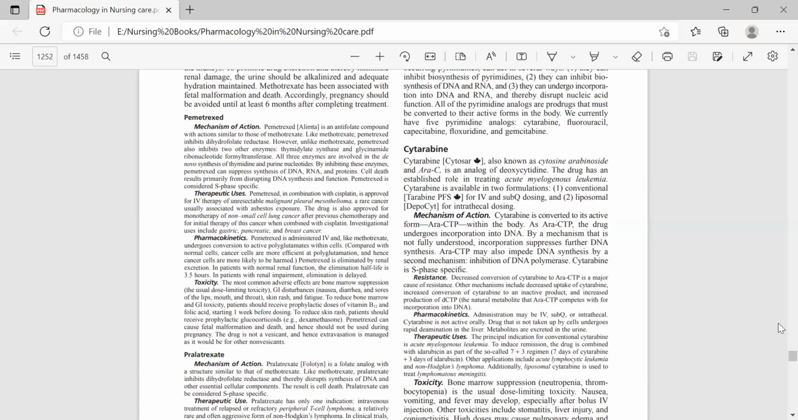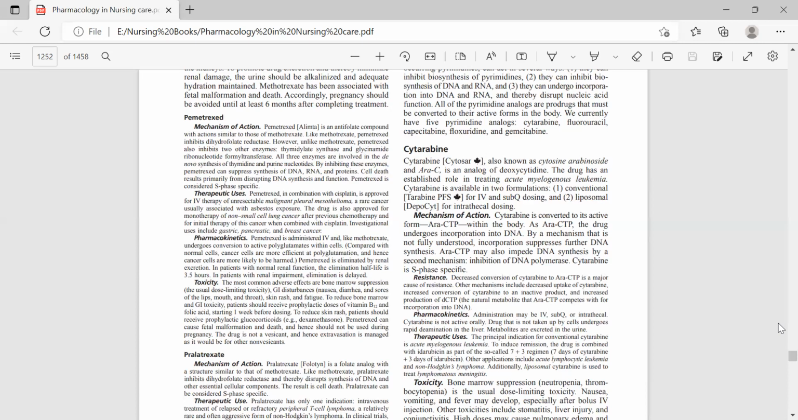Investigational uses include gastric, pancreatic, and breast cancer, but not developed till yet. The kinetics involved: administration is IV, like methotrexate, and it undergoes conversion to active polyglutamates within cells. Compared with normal cells, cancer cells are more efficient at polyglutamation, so cancer cells are most likely to be harmed, and pemetrexed is eliminated by renal excretion.